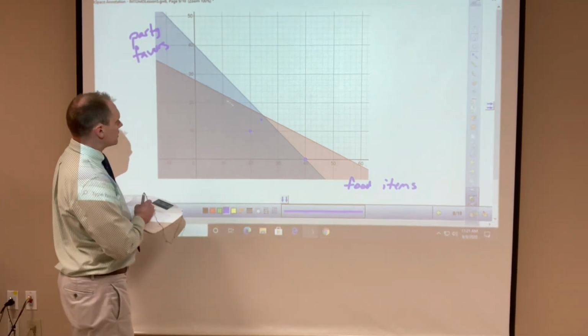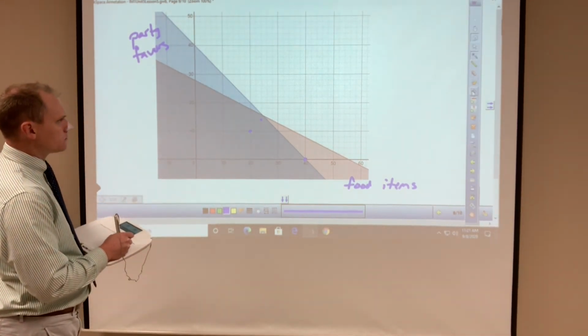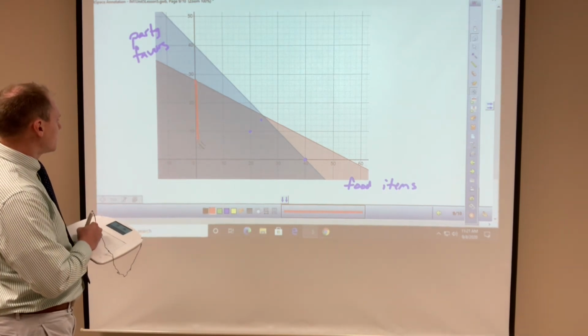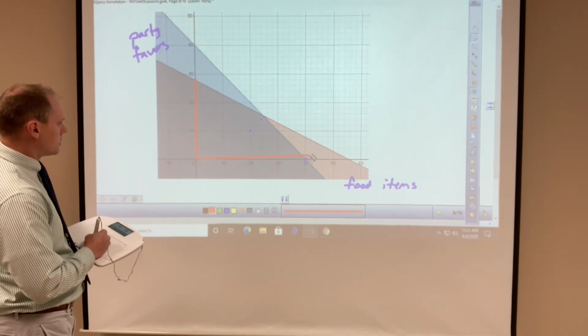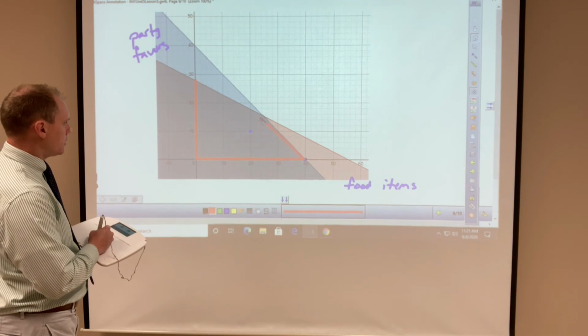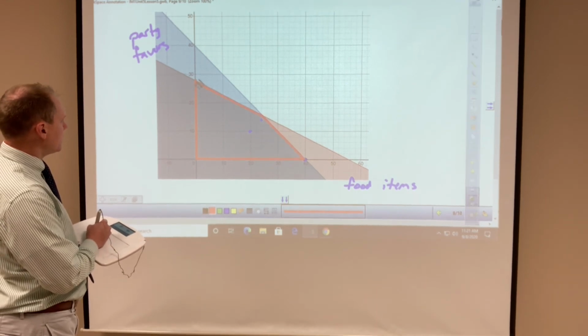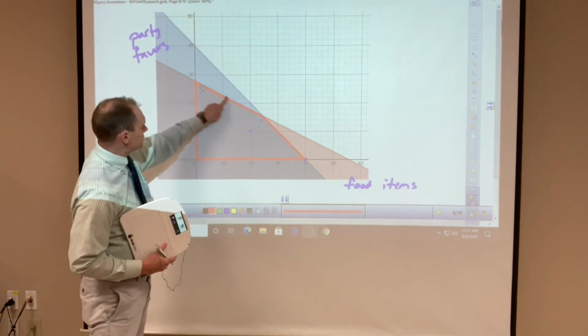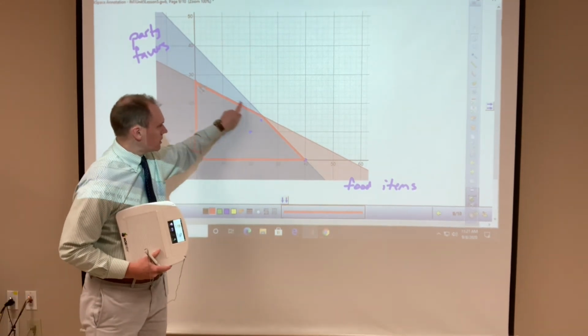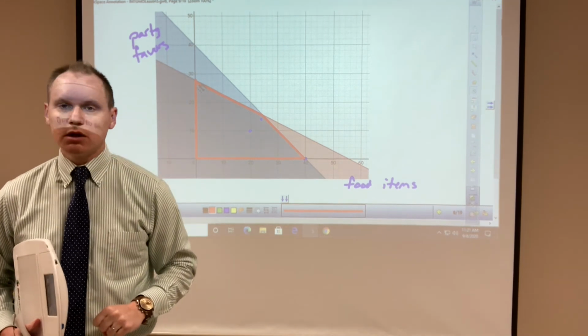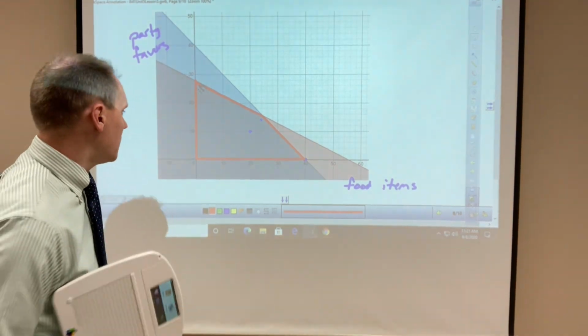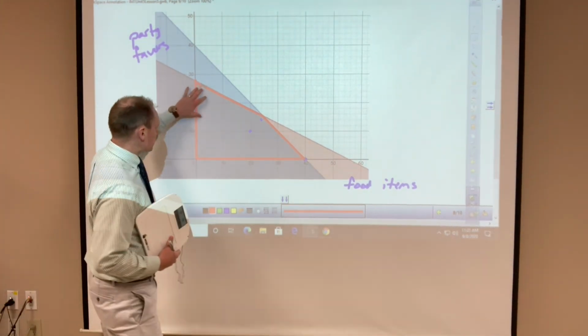Anything in this region right here, over to there, up to there, and then from there up to there. Anything in that region or on this line or this line segment here is going to be a solution. So there's an infinite number of possibilities, right? But all of them are constrained in here.